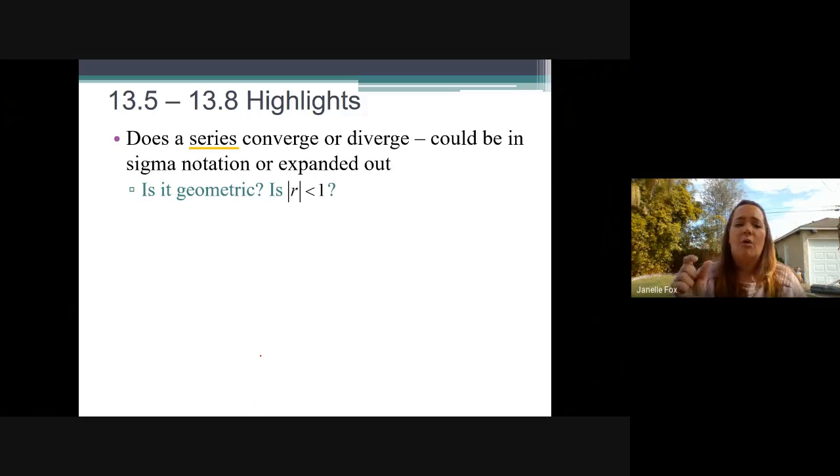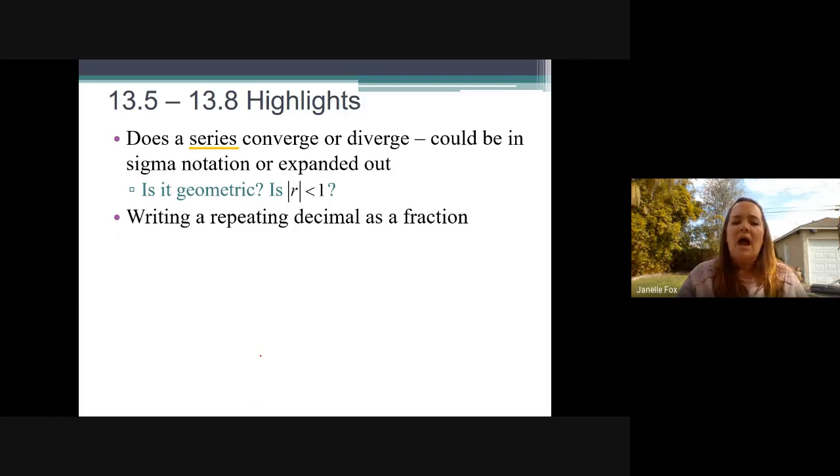You just look at what you're multiplying by, that common ratio, and is the absolute value of that common ratio less than 1? If it is, then you know that it converges, and you can actually figure out what it converges to. It's a little bit later in the highlight section here. So it's S equals the first term a sub 1 over 1 minus r.